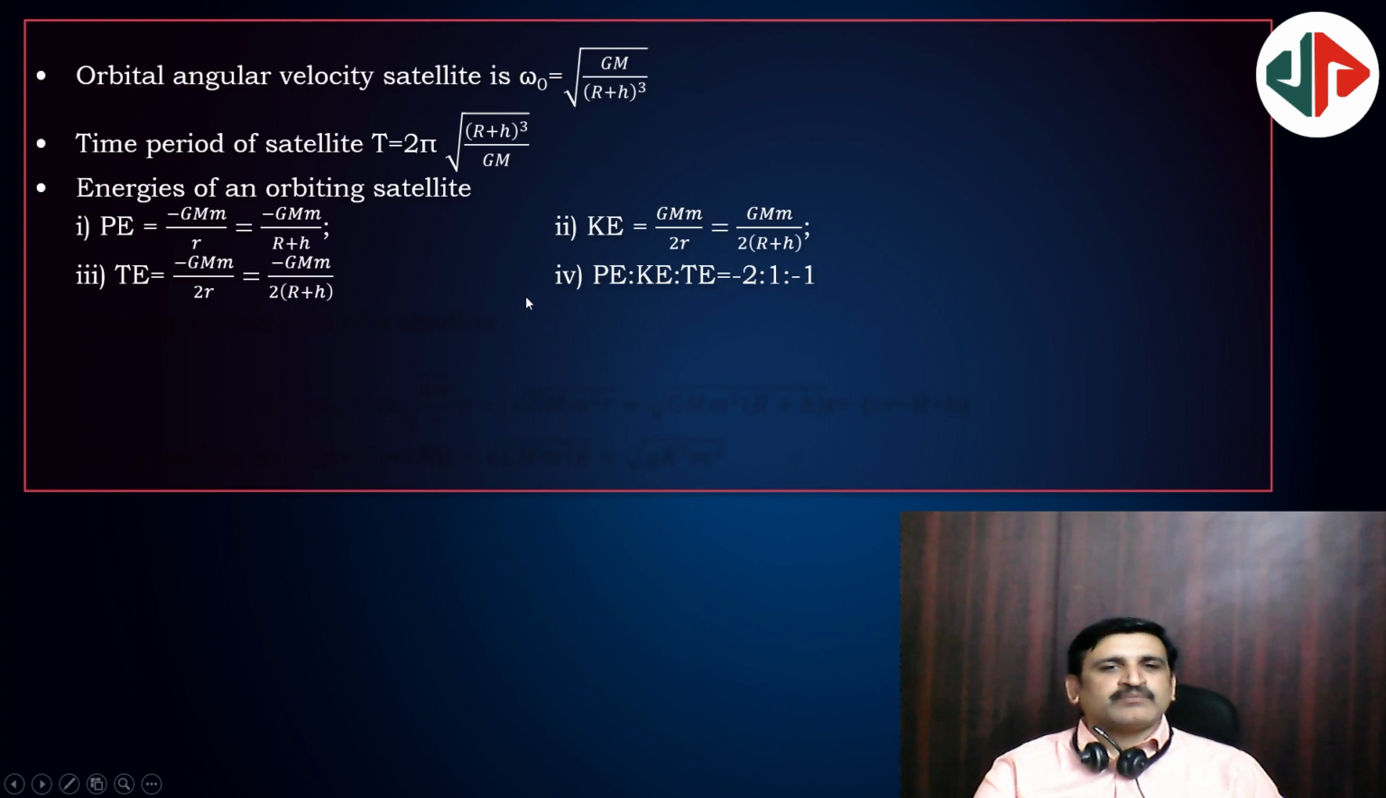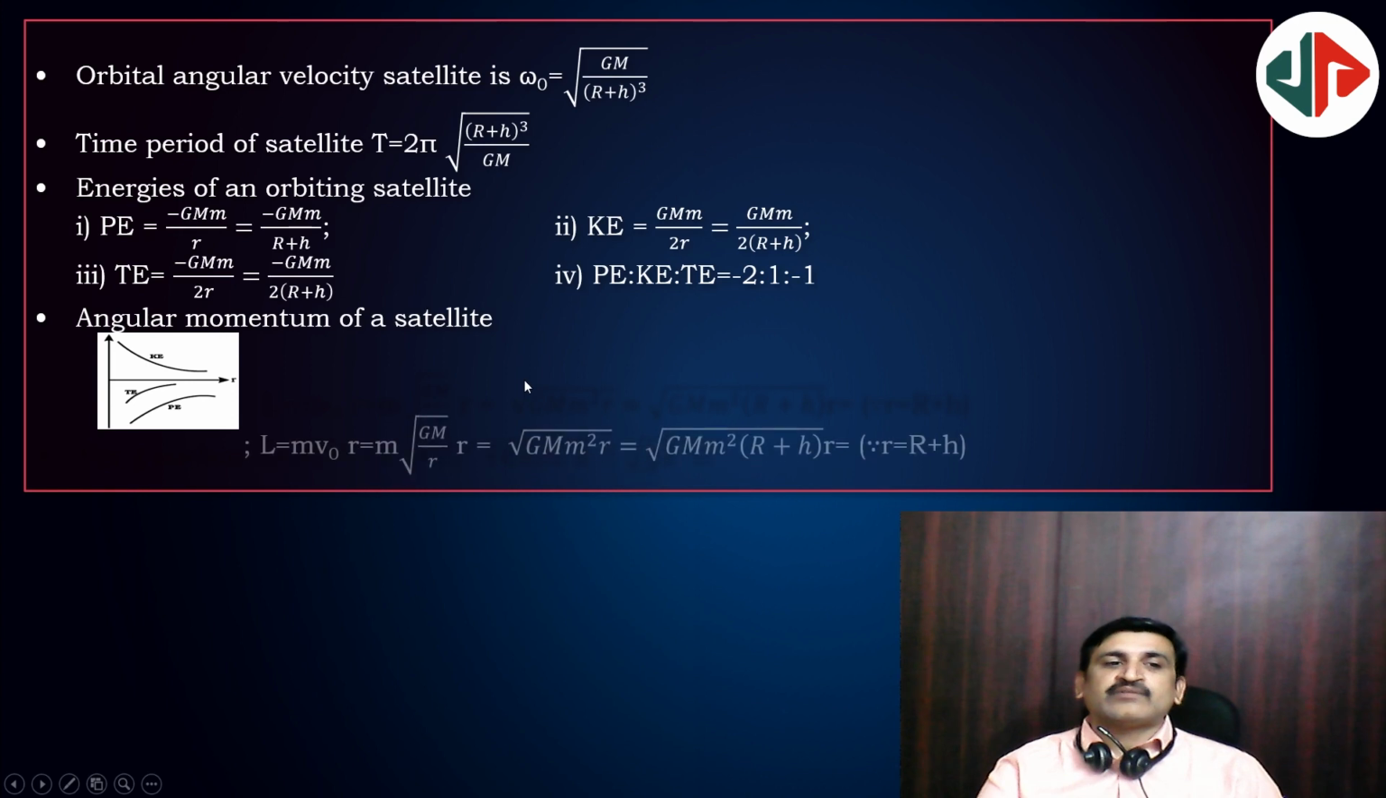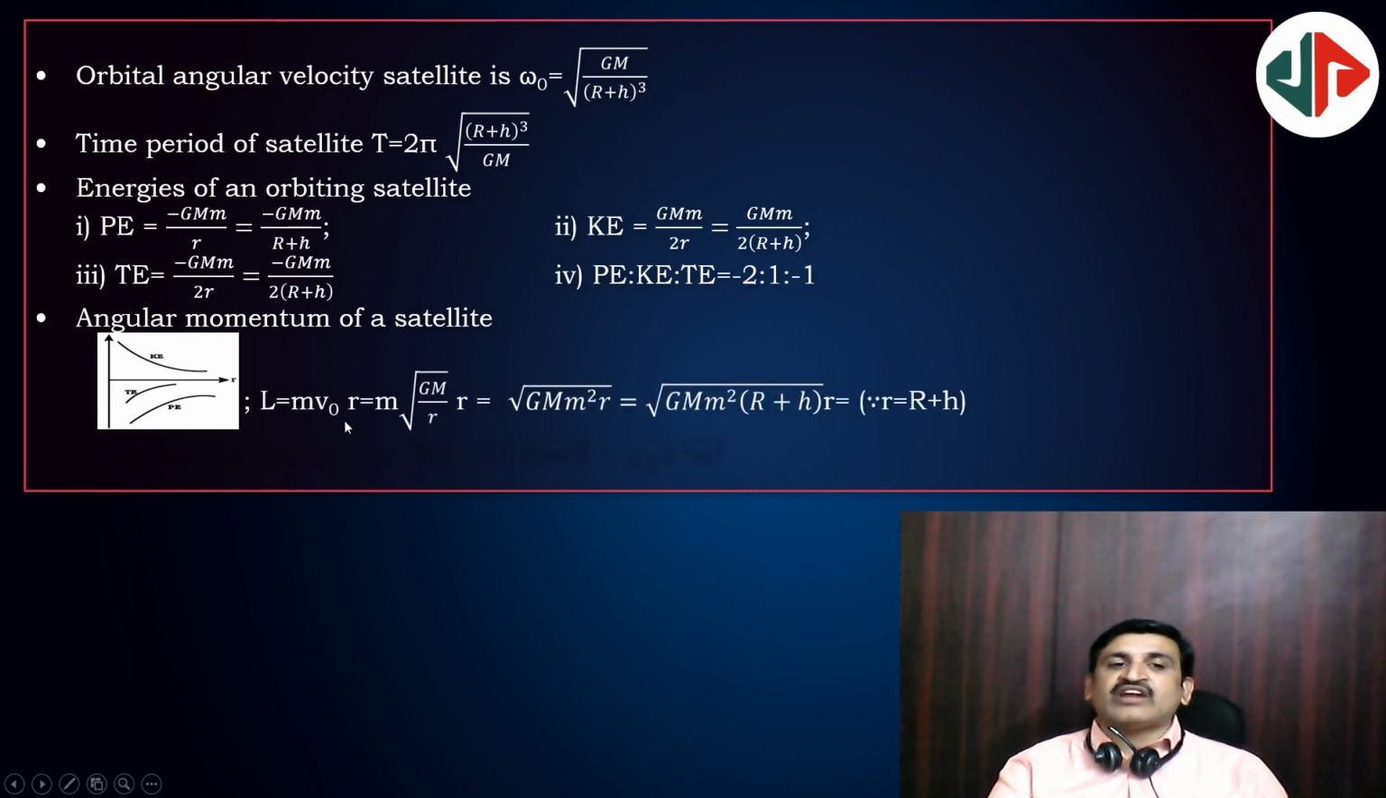Kinetic energy and potential energy are in a 1:2 ratio in magnitude. Kinetic energy is half of potential energy in magnitude, and kinetic energy and total energy values are equal in magnitude. Their ratio is 1:-2:-1. Angular momentum of a satellite, L equals mvr, and the expression is root over GM r square r. This is the angular momentum of an orbiting satellite.